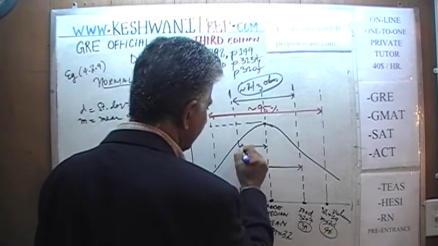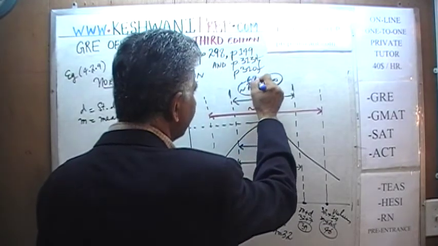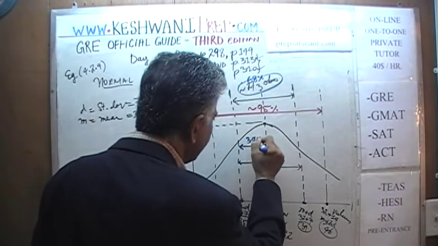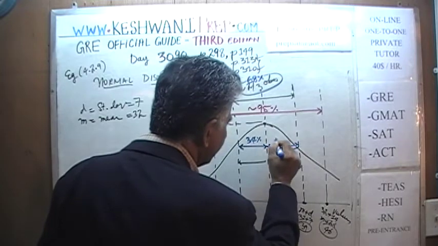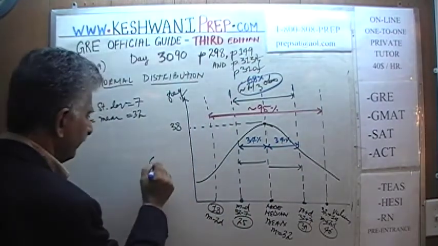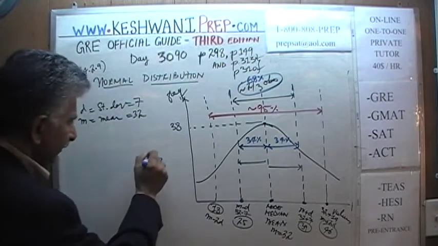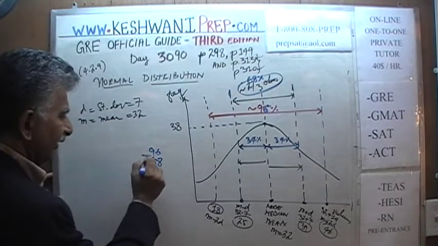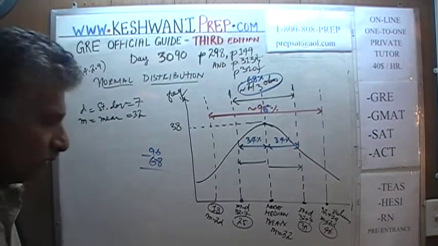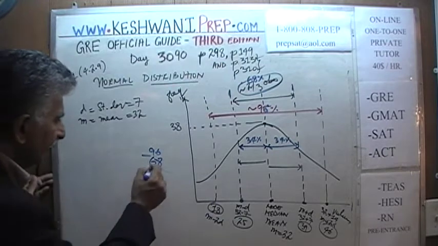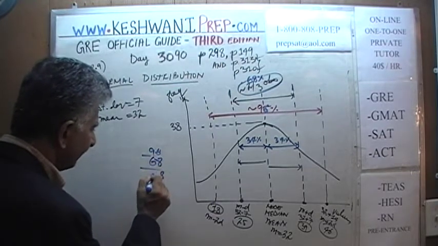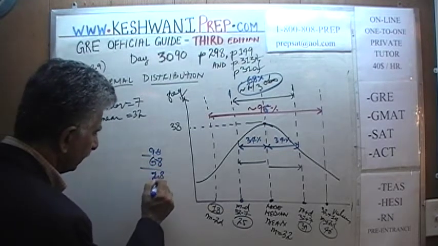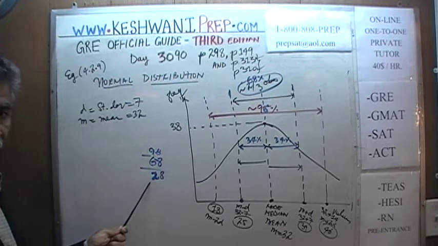From here to here, we're going to capture, it says 2/3, and actually it is 68%. Half of 68 is 34. 34%, another 34% is 68. And then this is 96. This is approximately 95, I said, but it's actually 96. So if you subtract 68 from 96, 16 minus 8 is 8, and 8 minus 6 is 2, not 1. So that's remaining 28%.